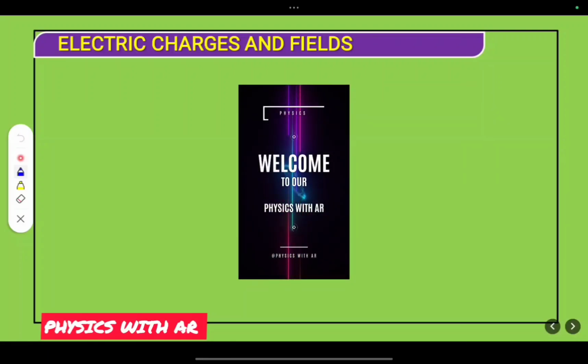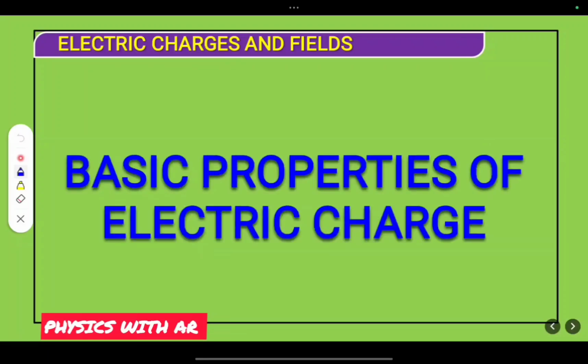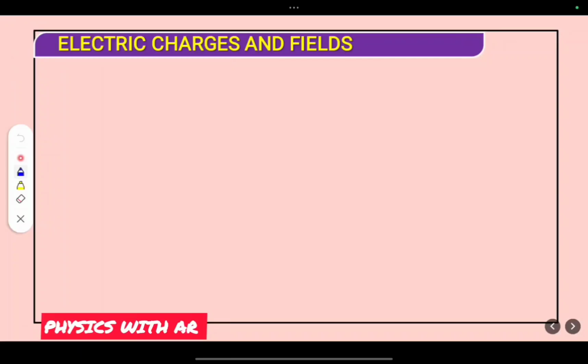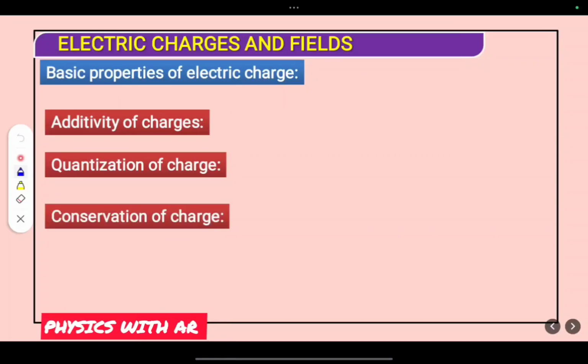So today we are going to discuss the concept of the basic properties of charges. These basic properties of charges can be classified into three types: additivity of charge, quantization of charge, and conservation of charge. Most students may get confused about what these terms are. These are new terminology which we are going to use based on charges.